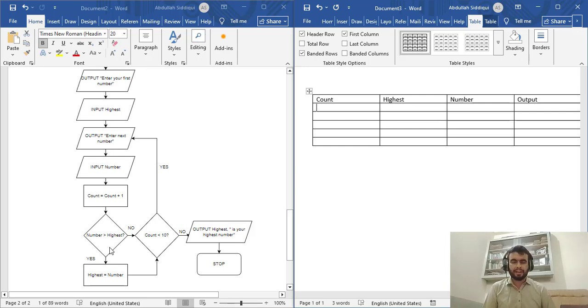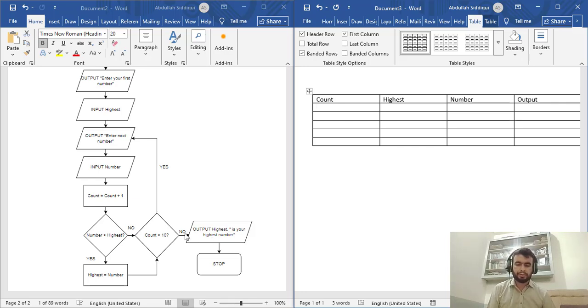Now we have a condition. Is the number greater than highest? In case of yes, we have to replace the highest with the number. And we have to execute the same process for 9 more times. And in case of no, we have to execute for the other data for 9 more times. When the count reaches 10, it means that we have executed all the data. So we have to output the highest number and we have to stop.